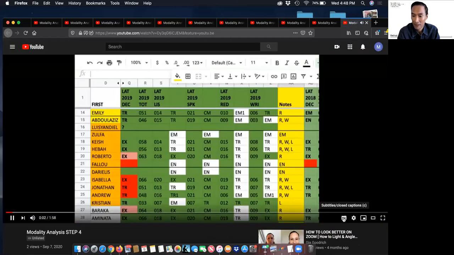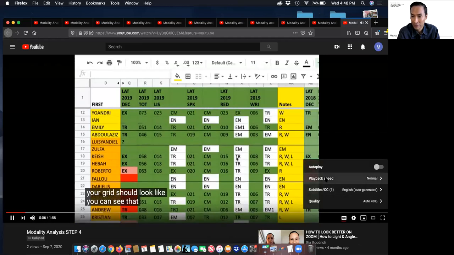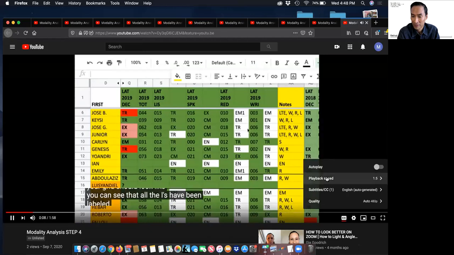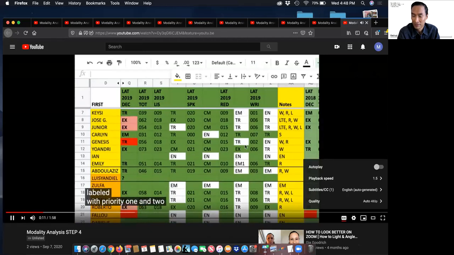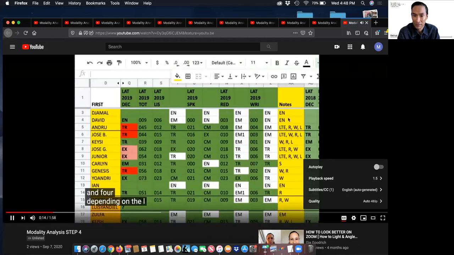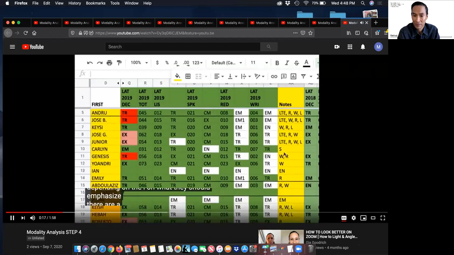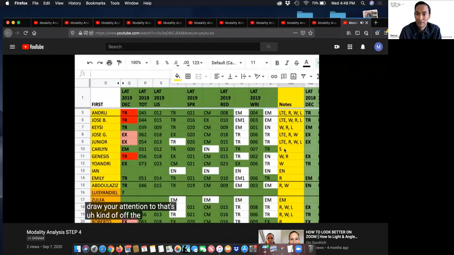Before you do step 4, this is what your grid should look like. You can see that all the Ls have been labeled with priority 1 and 2, maybe 3 and 4, depending on the L, on what they should emphasize. There are a couple here that I wanted to draw your attention to that are kind of off the regular pattern.